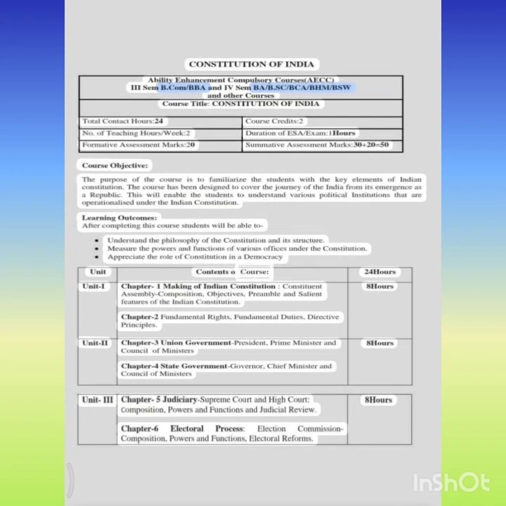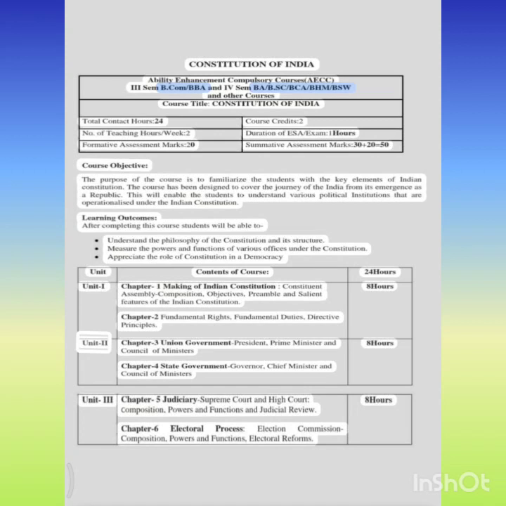Contents of course: 24 hours. Unit 1, 8 hours. Chapter 1: Making of the Indian Constitution, Constituent Assembly composition, objectives, Preamble and salient features of the Indian Constitution. Chapter 2: Fundamental Rights, Fundamental Duties, Directive Principles.